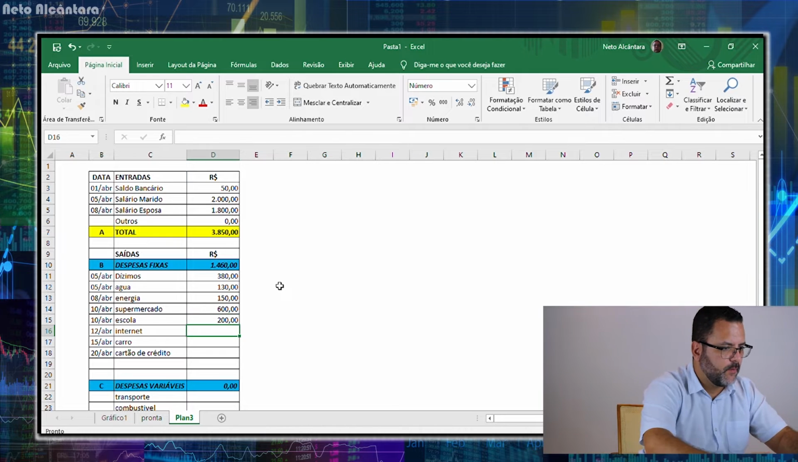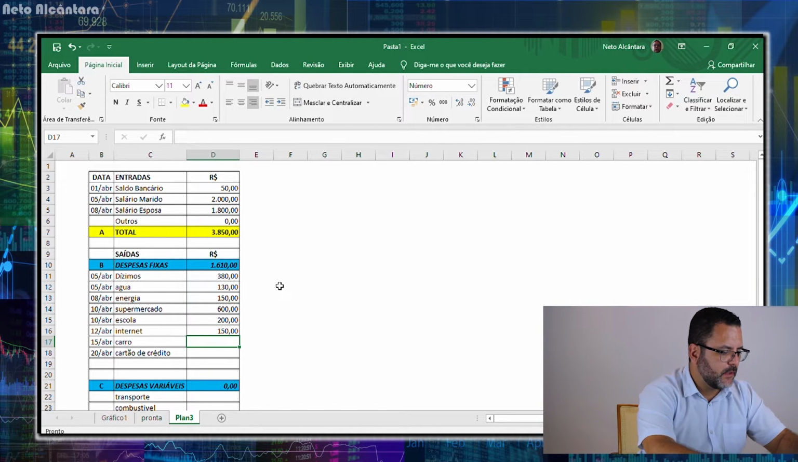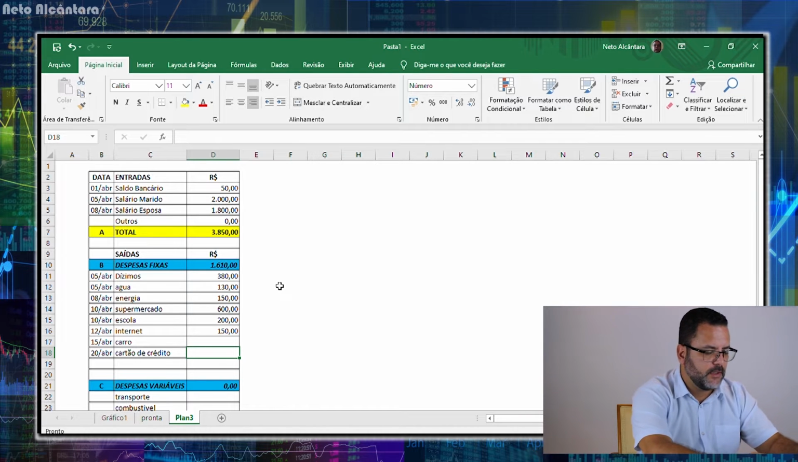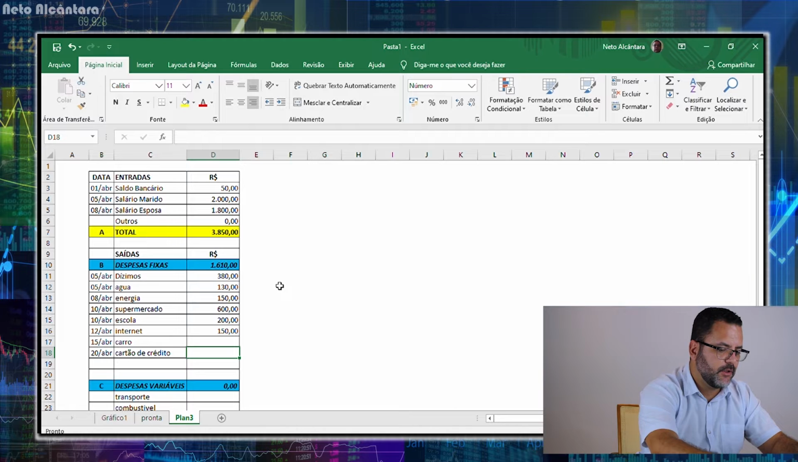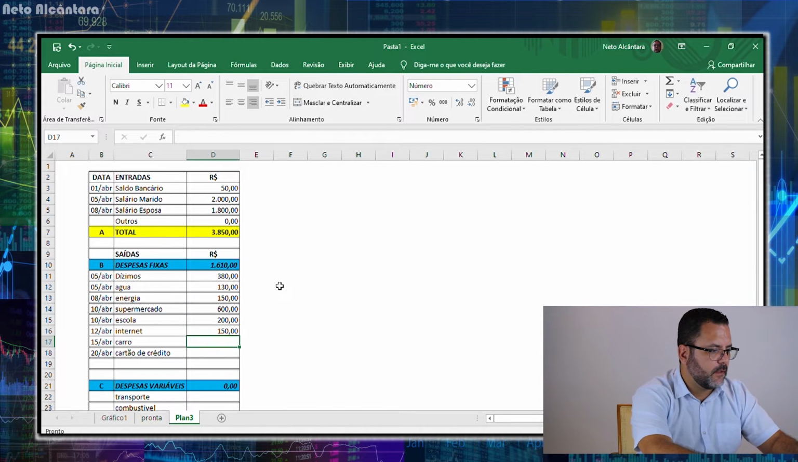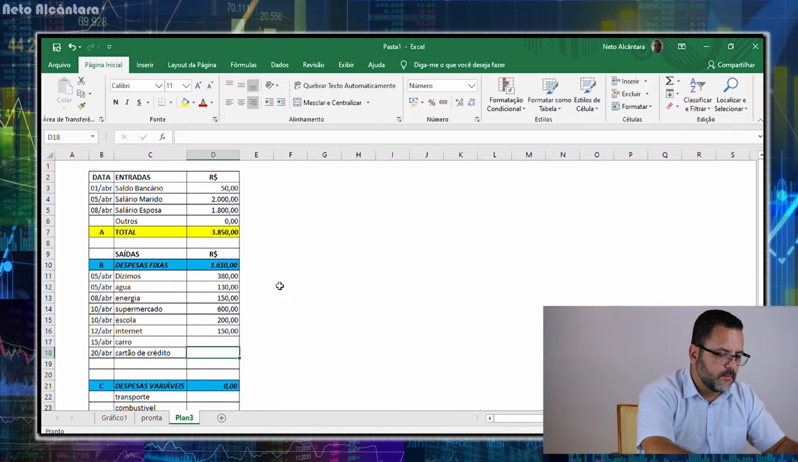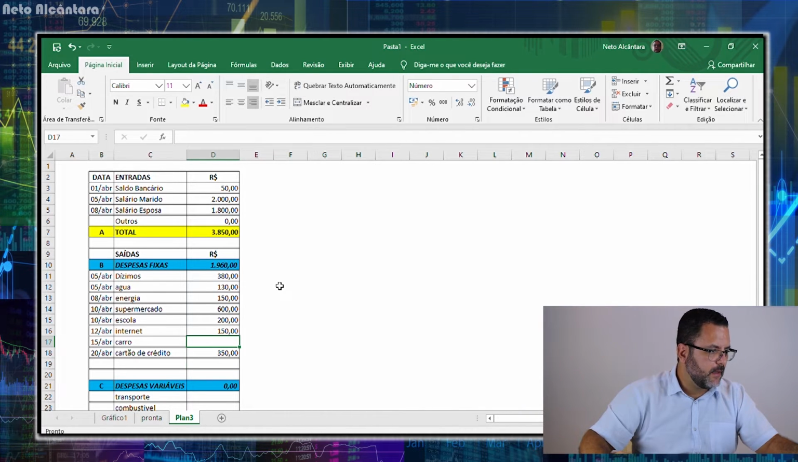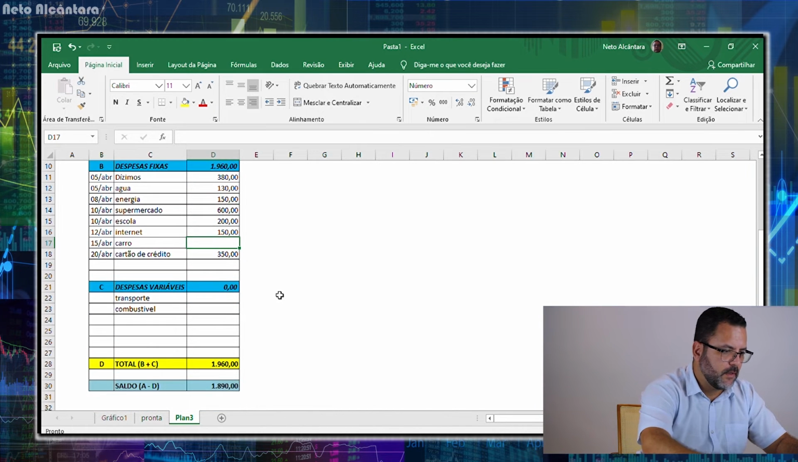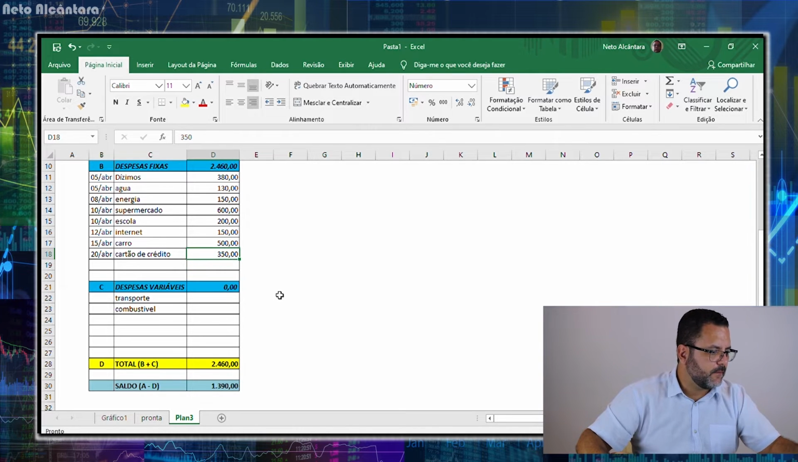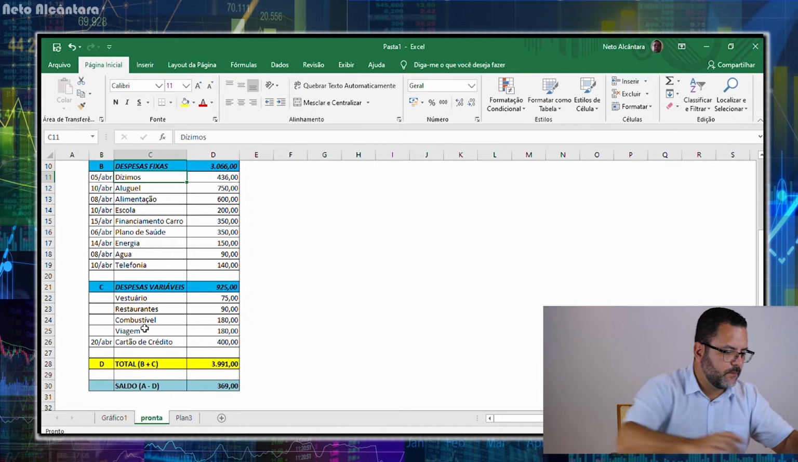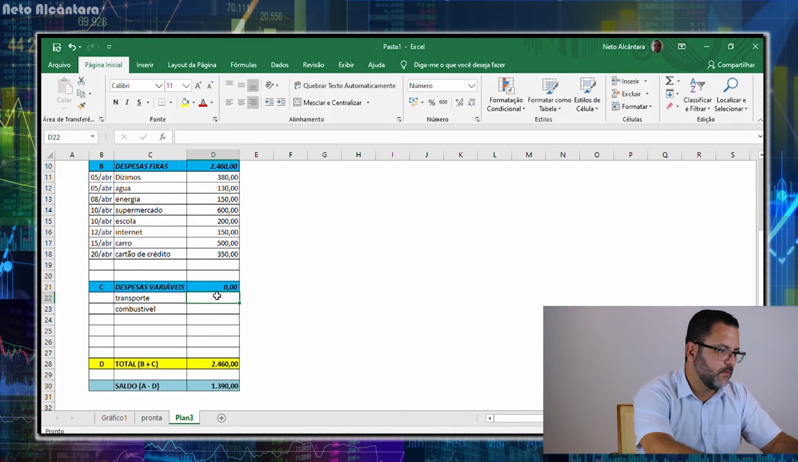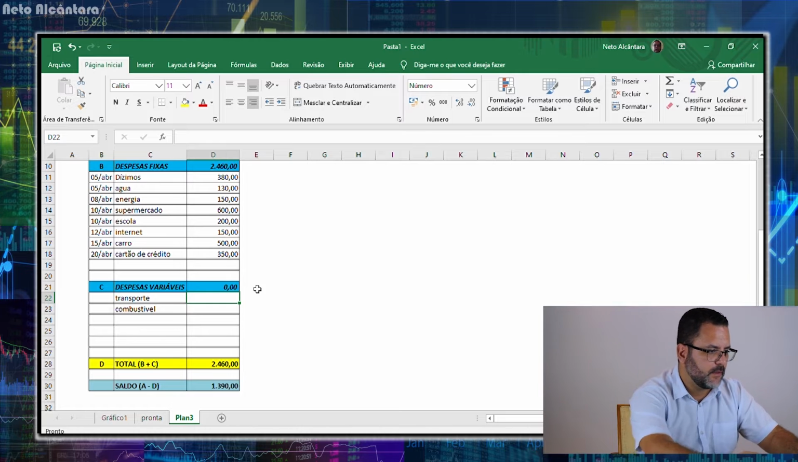What else do we have? We have internet, like 150 reais, and the credit card. We have a bill of credit card, like 20. And then the internet came on 12 April. We have credit card, 350. If you have a car that you finance, for instance, 500 reais. This is the other expense that can change, like transport, like fuel. It's just an example. You need to know your information, your reality. Let's put fuel for 100 reais.